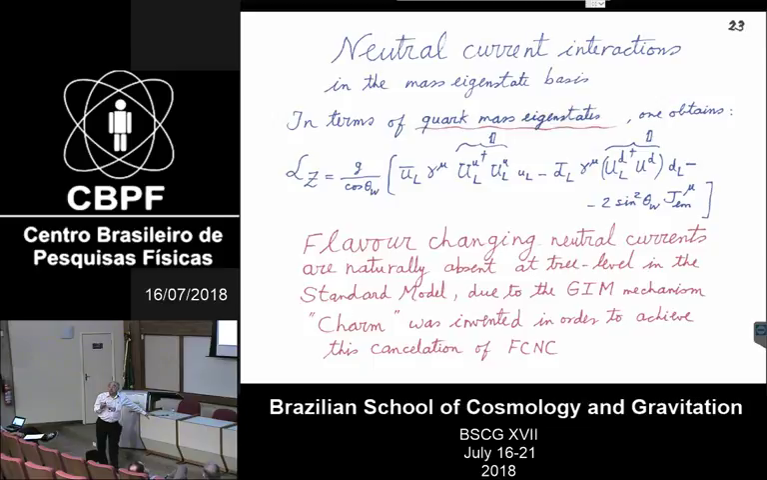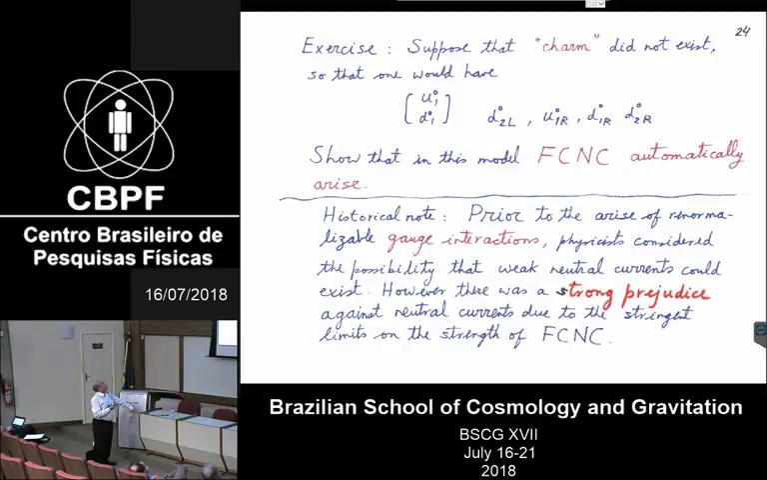GIM is the mechanism that Glashow, Iliopoulos, and Maiani conceived to avoid flavor-changing neutral currents. The idea of neutral currents was very old, but there was a very strong, and justified, experimental prejudice against neutral currents, because the ones that change flavor were forbidden, okay? Therefore you needed a mechanism to save that, and this was created by the GIM mechanism, the cancellation of flavor change in neutral currents.